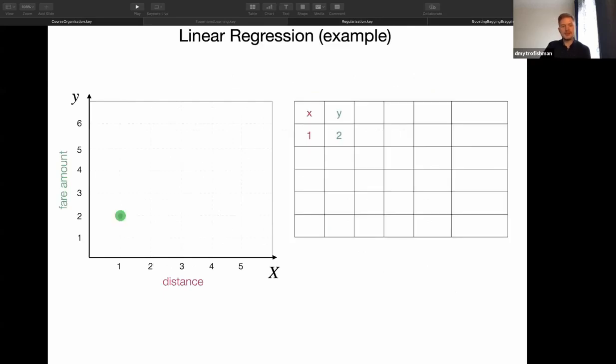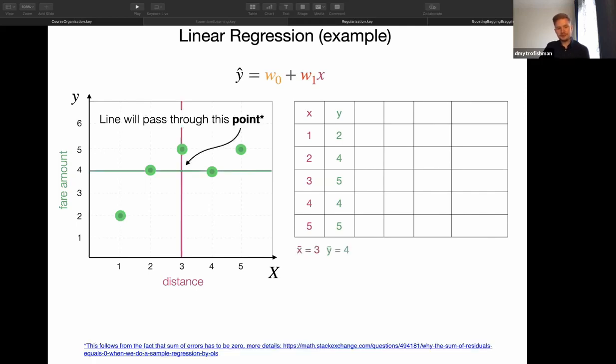So here's a small example. There are 5 observations, okay? There are 5 distances and 5 prices that we got for these rides. Now we will compute the linear regression. So we will compute the line together with this equation.